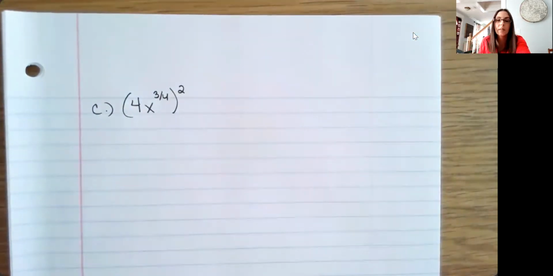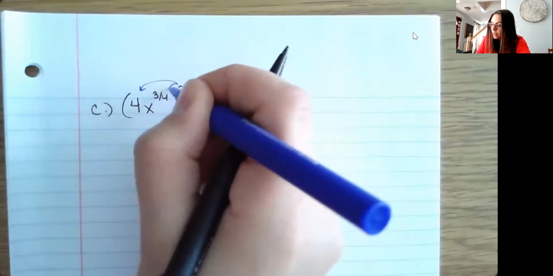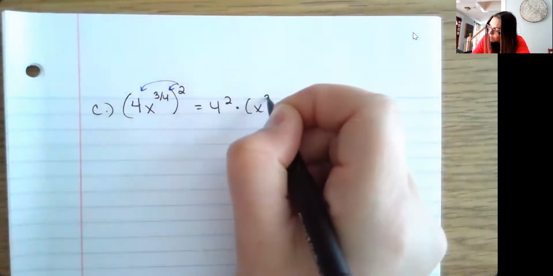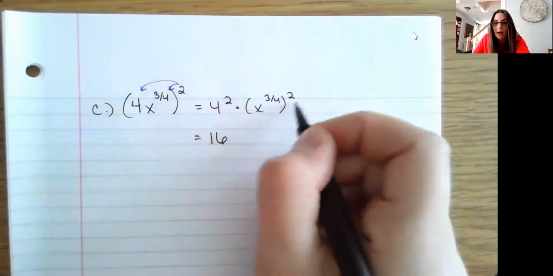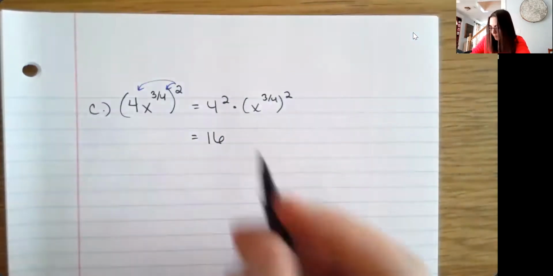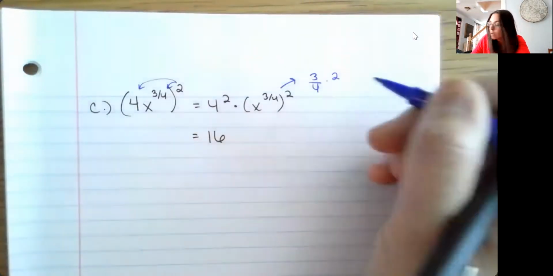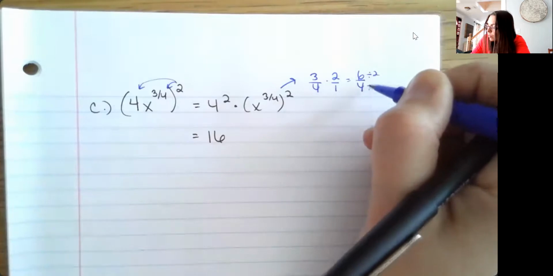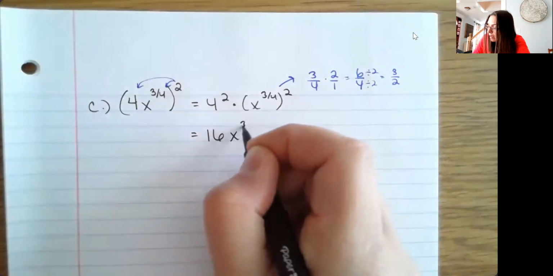For 4x to the 3/4 to the 2nd power. So remember here, when we have a power to a power, we're going to multiply these together. I do need to distribute that square to both parts. So this ends up being 4 squared times x to the 3/4 squared. 4 squared is 16, and then we multiply our exponents here. So I'm going to write that off to the side. So it's 3/4 multiplied by 2, which is 2 over 1. So this becomes 6/4. And then don't forget, you can simplify here a little bit. So I would have 3/2. So this becomes x to the 3/2.